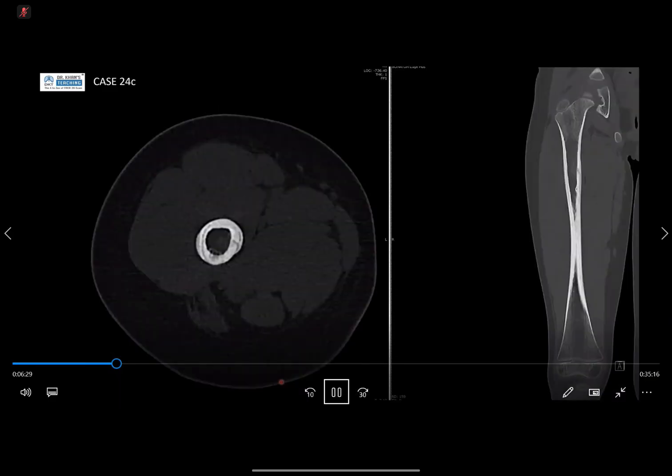On this axial and coronal CT scan, I see that there is diffuse cortical thickening in this proximal femoral diaphysis, having a bone within bone type of appearance. So this could represent congenital conditions like osteopetrosis or infections.